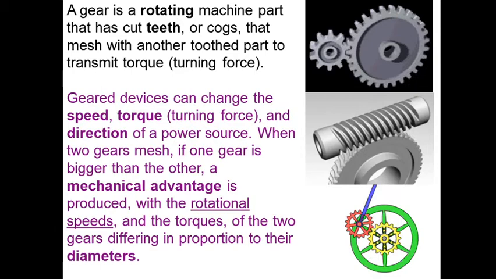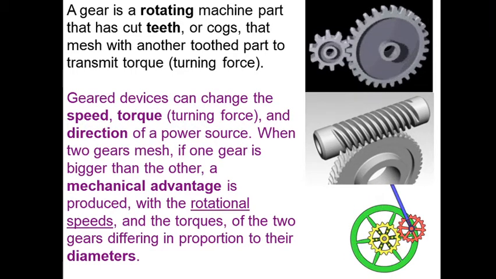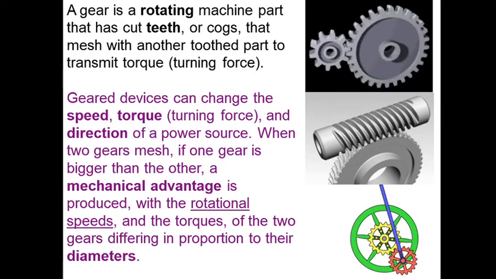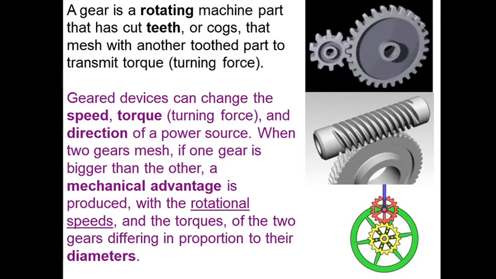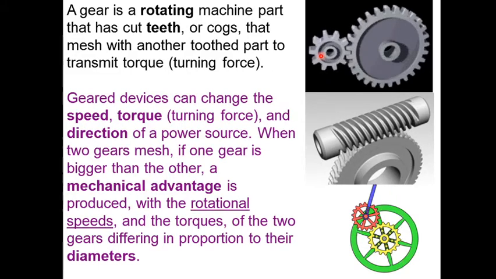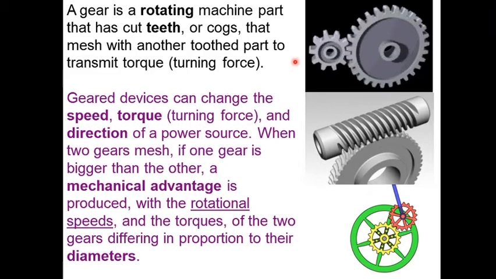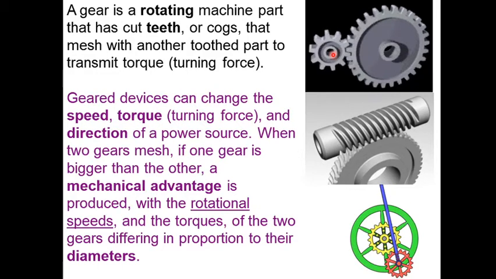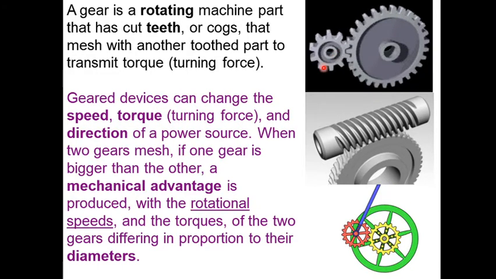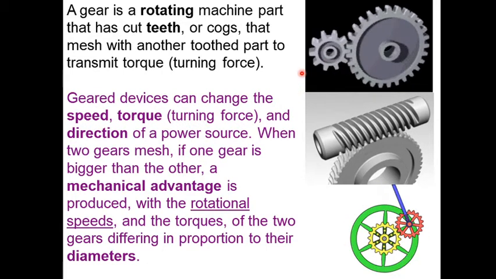So the definition of a gear is that it's a rotating machine part. It's either got cut teeth or it's a cog, and it will mesh with another part that's got teeth of a similar or the same size, and they will transmit turning force between each other. So you can see here there's just a simple animation of two cogs. They're both rotating, with these teeth together.